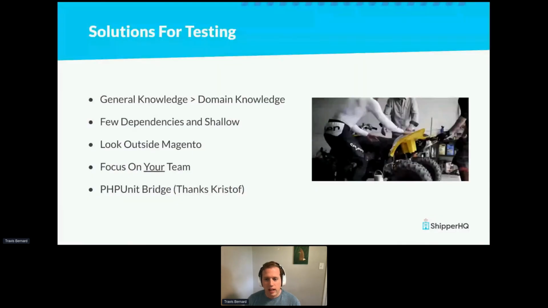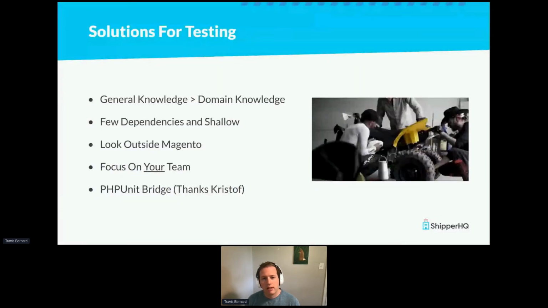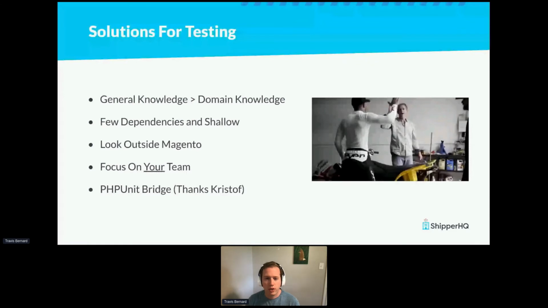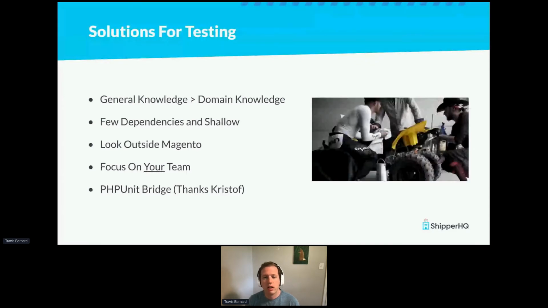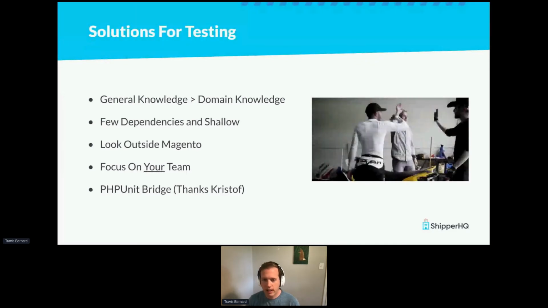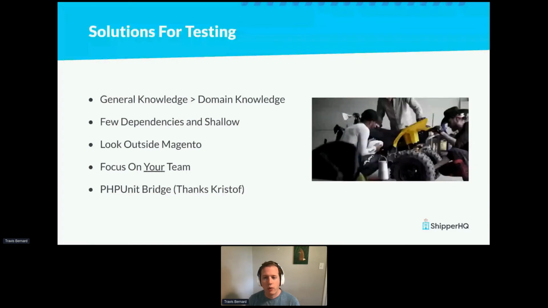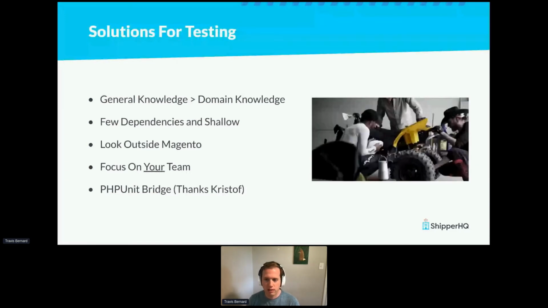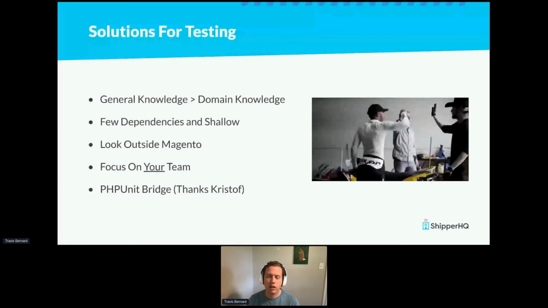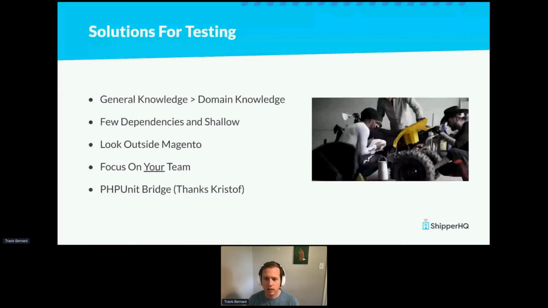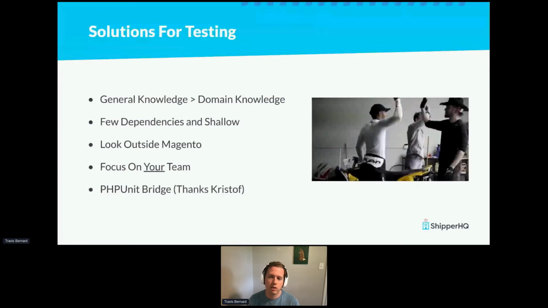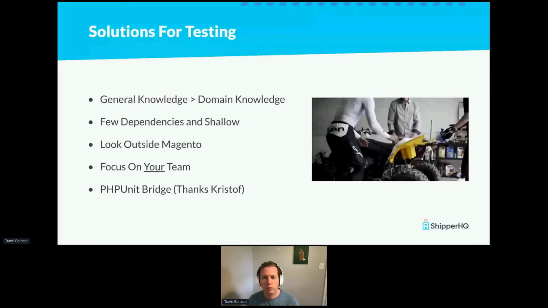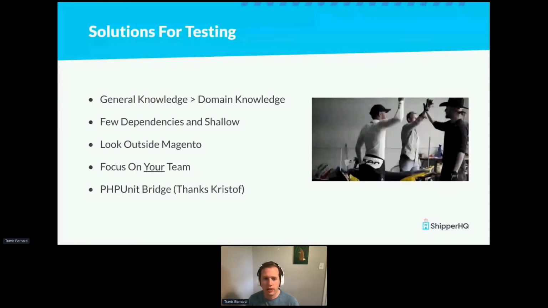So there are things, again, we can do. You're going to see this promoted throughout this talk. General knowledge is always better than domain knowledge. And when you apply that to testing, what that means is, rather than focusing on the Magento specific parts of our tests, rather than focusing on, how do I handle the dependency injector? How do I handle functional test framework, and teaching my team how to work in that?